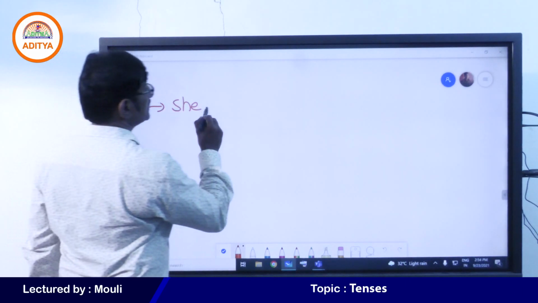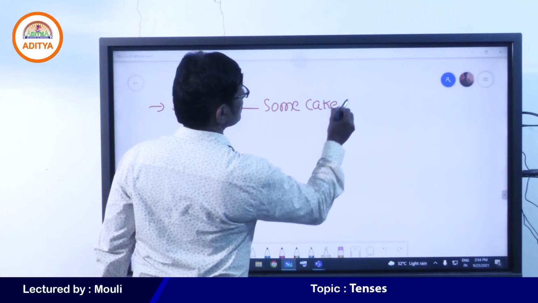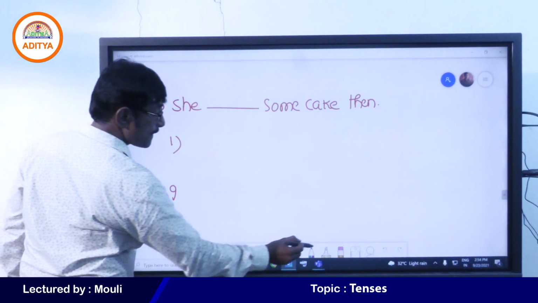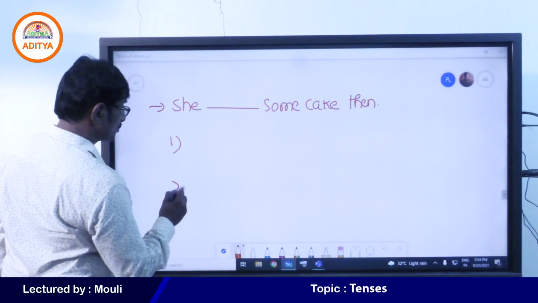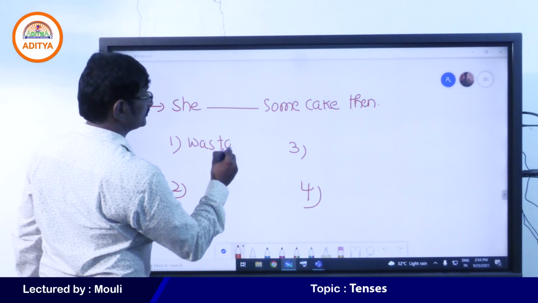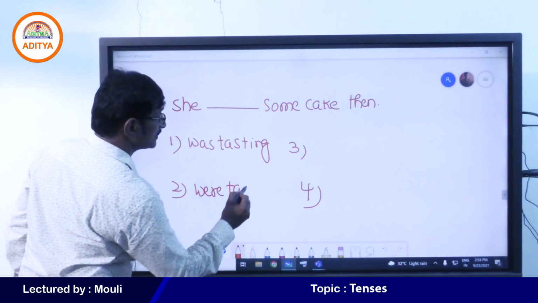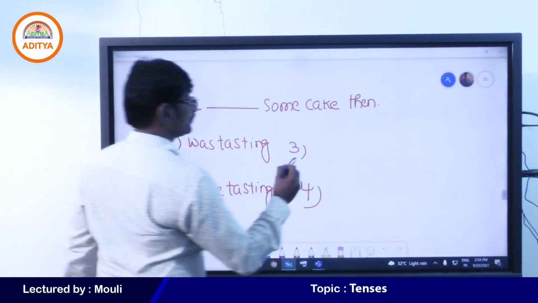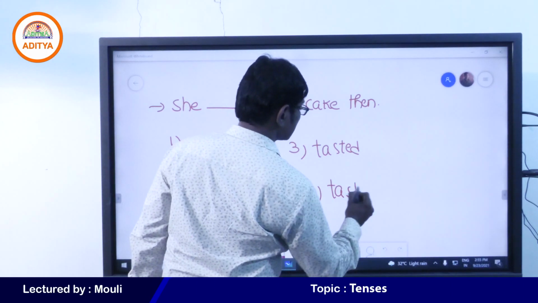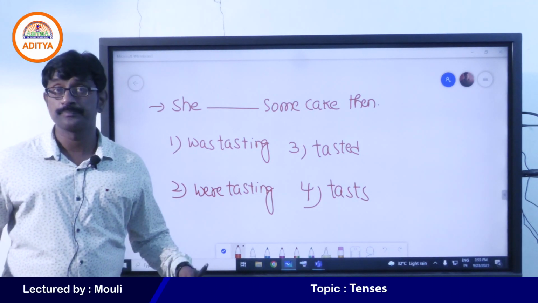She dash some cake. Then. 1, 2, 3, 4. Was tasting, were tasting, tasted, tastes. What is your answer among these four? You have to tell. I will wait.